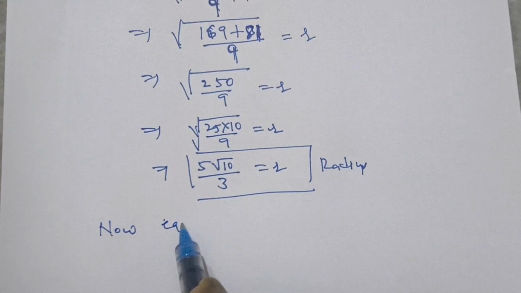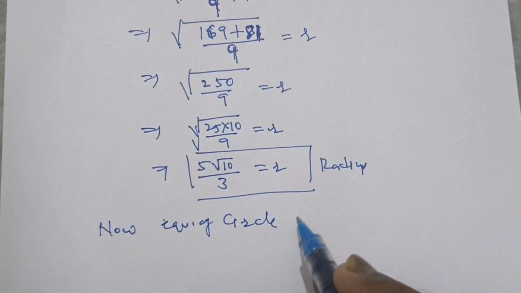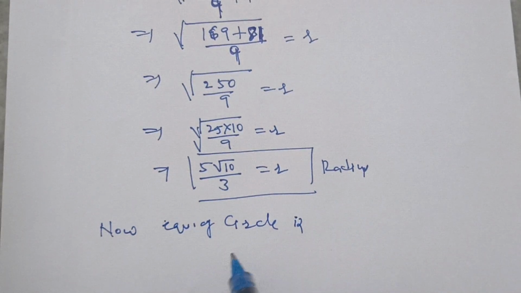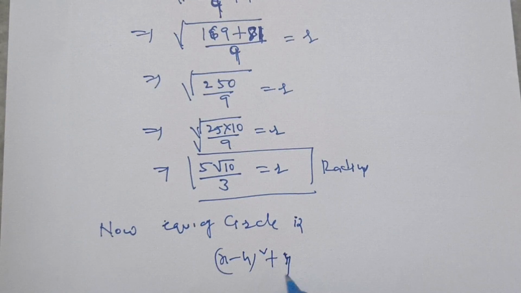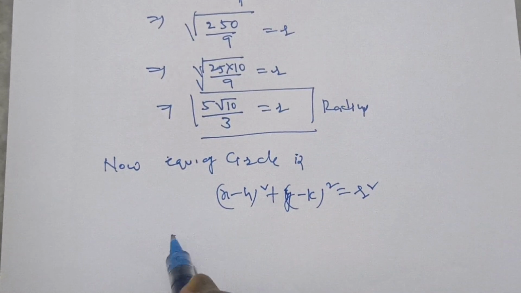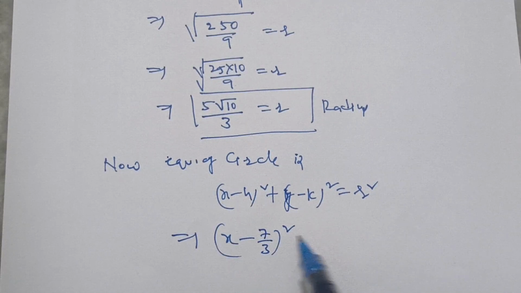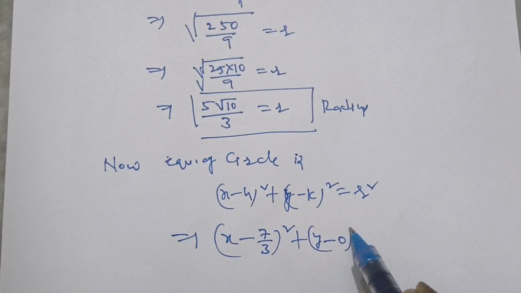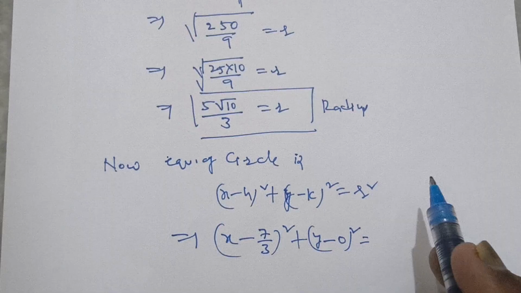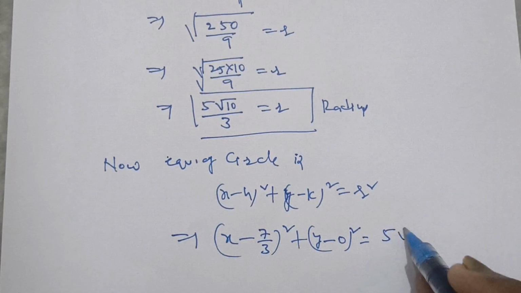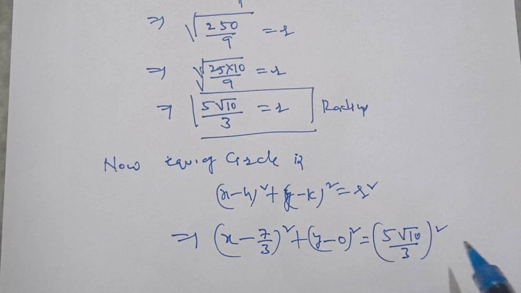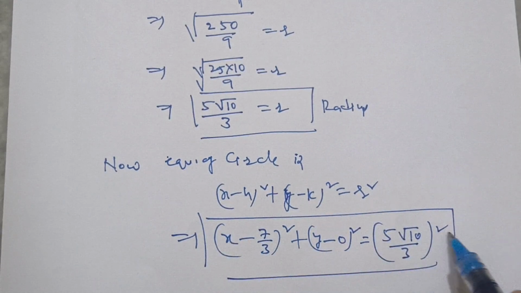Now the equation of a circle is (x − h)² + (y − k)² = r². So (x − 7/3)² plus (y − 0)² equals r², that is (5 root 10 by 3)². This is the circle equation.